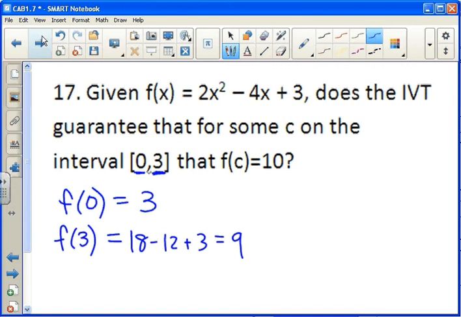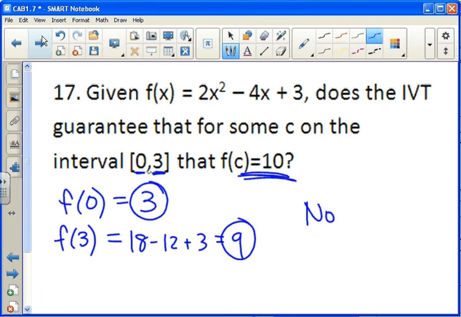So, since we have 3 and 9, does that guarantee that we'll pass through 10? No, it doesn't, because 10 is not between 3 and 9. So we would have to say no on this one. It's not guaranteed. It's certainly possible that the function goes up to 10 and then back down to 9, but we can't know that without more information. So we just have to say no, the intermediate value theorem does not guarantee this.